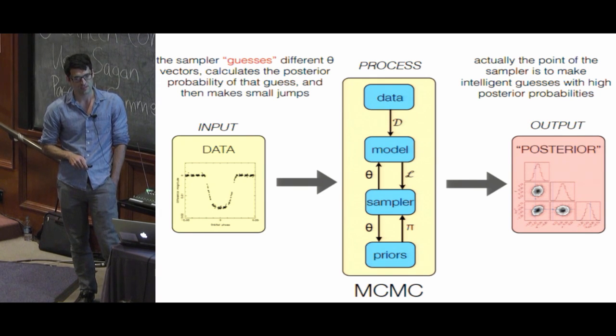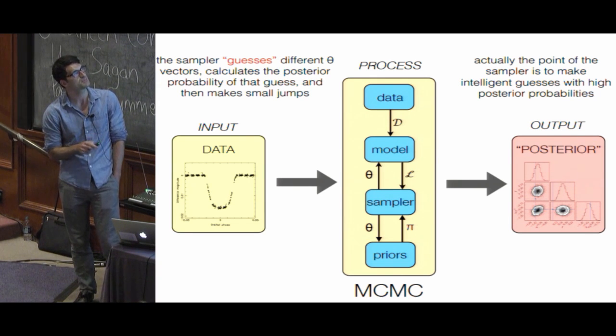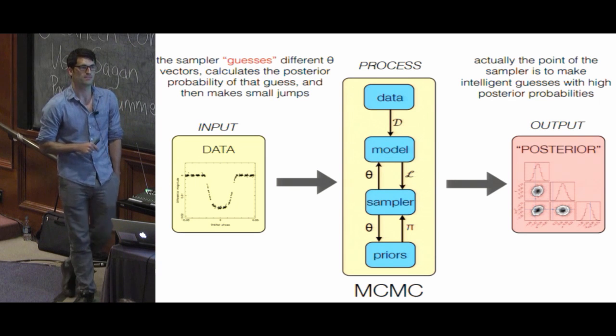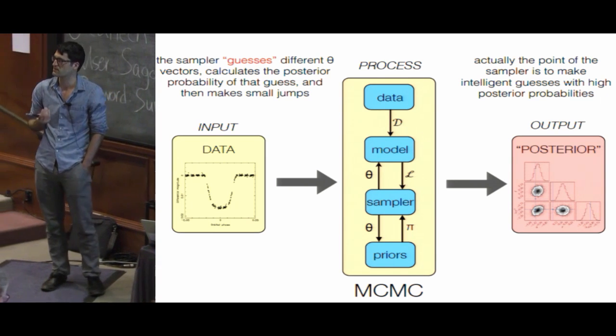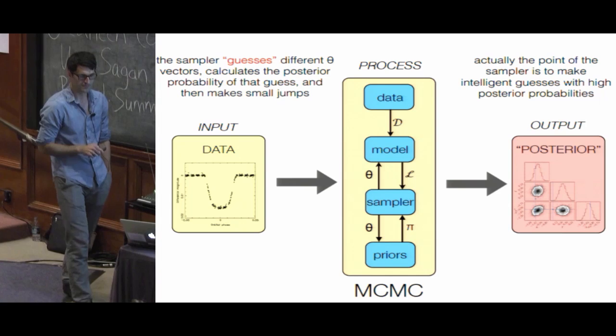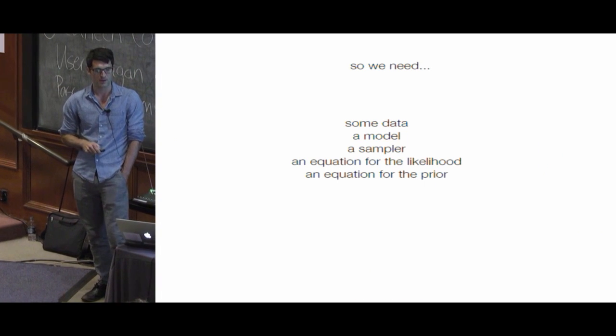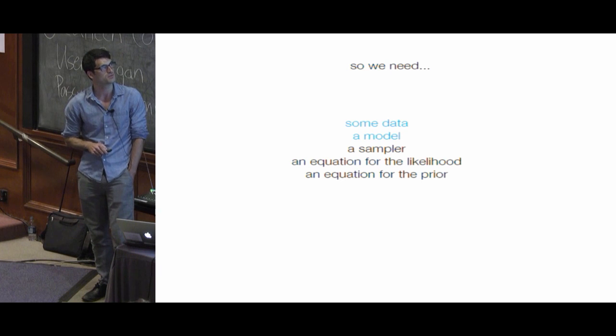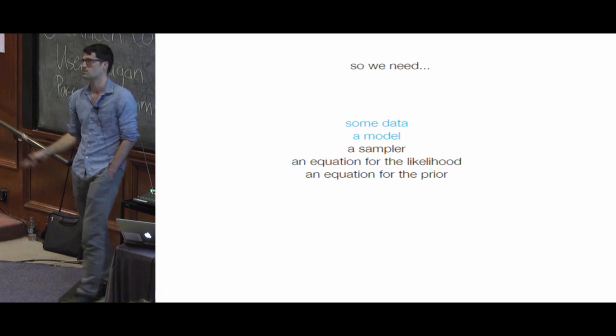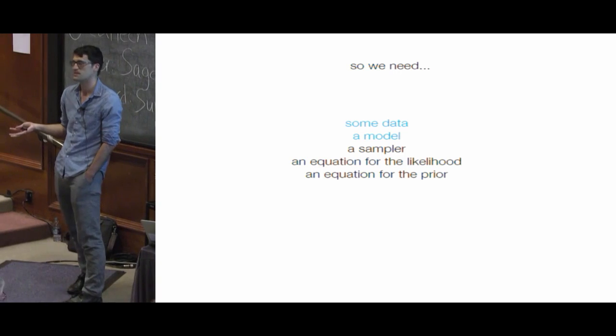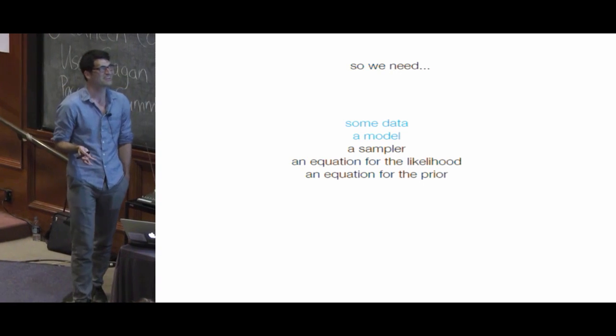Okay, so actually the point of the sampler is not just to make random guesses, but to make sort of intelligent guesses. If you wanted to make completely random guesses, it's a pretty inefficient algorithm. So these are sort of the ingredients you need. You need some data and a model, and I'm just going to leave that to you. I'm not going to talk about that in this talk. Hopefully you have some data, and hopefully you know what your model is.